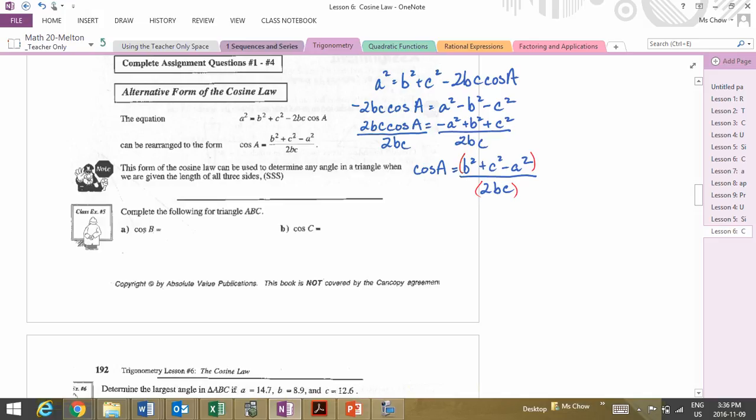Okay, if we're going to rewrite it for cosine of b, well, taking a look here, what do we know is the other two lengths that are not b are going to be our a squared plus c squared, and then we're going to subtract b squared and then divide by 2 times a times c, so the other two lengths. So similarly, cosine of c would then be a squared plus b squared minus c squared divided by 2ab.